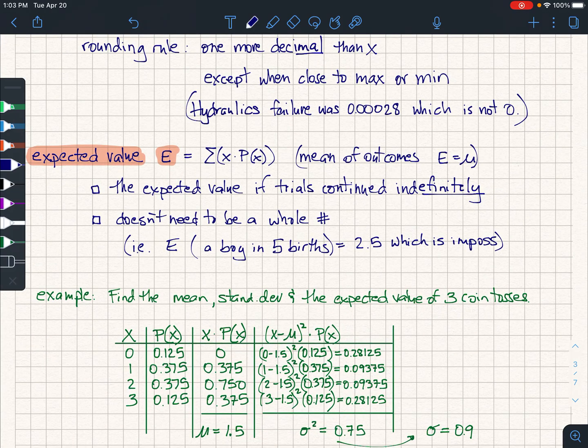Then this is what we would expect to happen. It doesn't need to be a whole number. For example, the expected value of a boy in 5 births is 2.5, which technically is impossible. And yet we use it to interpret results, okay?